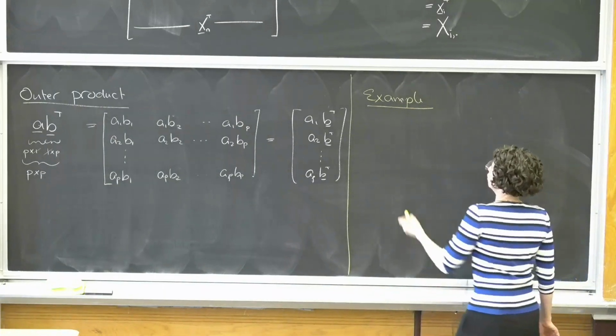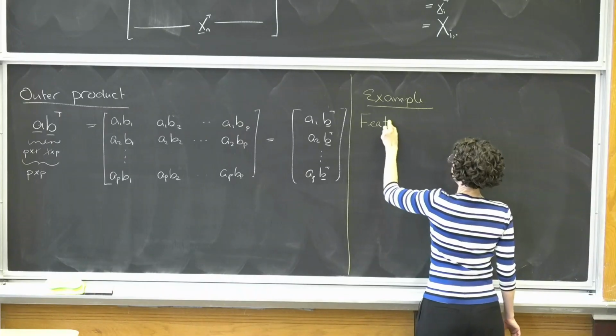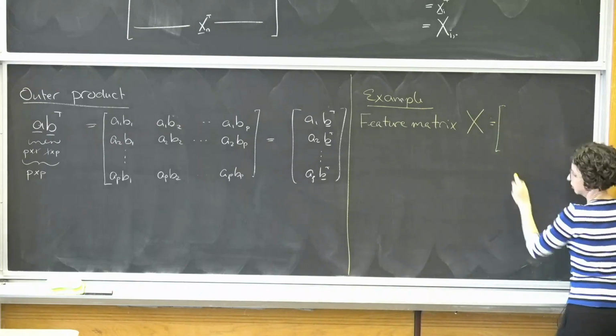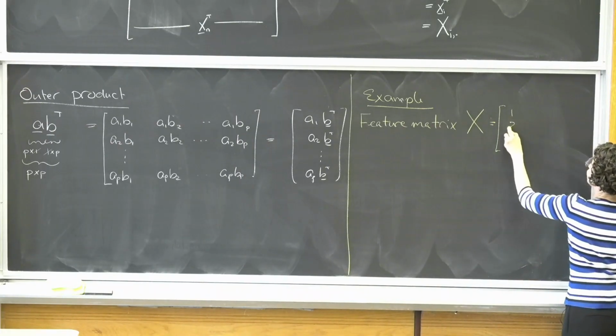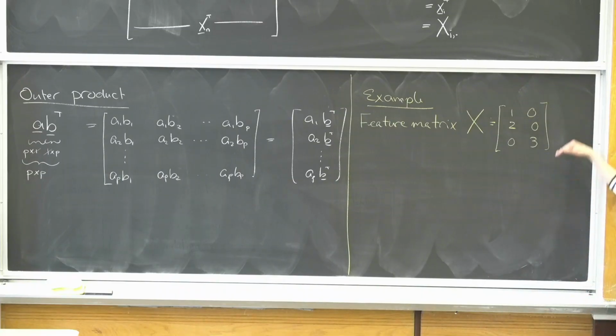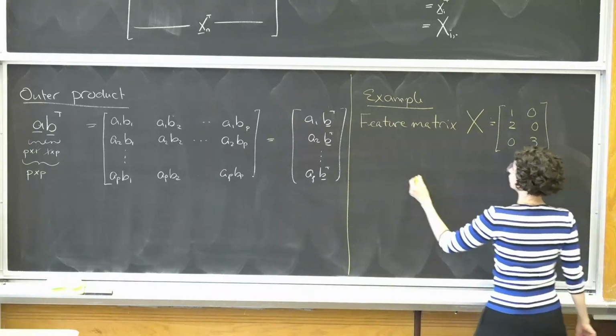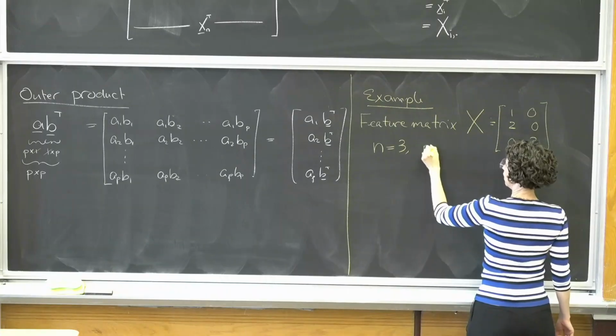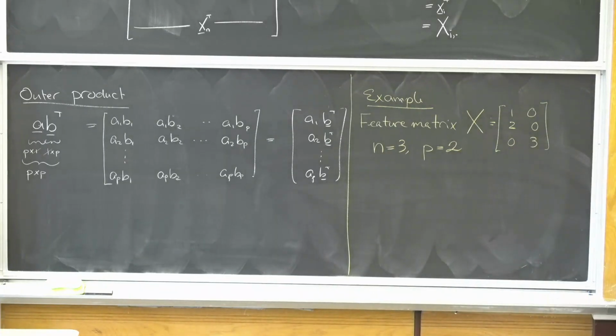So in particular, let's say that our feature matrix X has entries 1, 2, 0, 0, 0, 3. So our first training sample has features 1, 0. Our next training sample has features 2, 0. And our final training sample has features 0 and 3. And so in this case, N, the number of training samples, is equal to 3. And P, the number of features, is equal to 2.